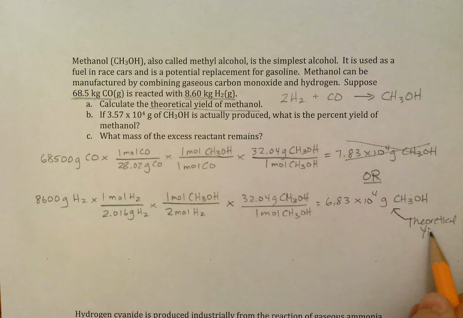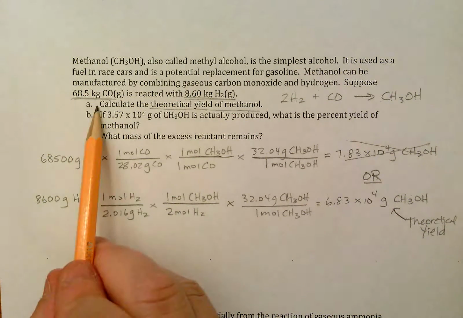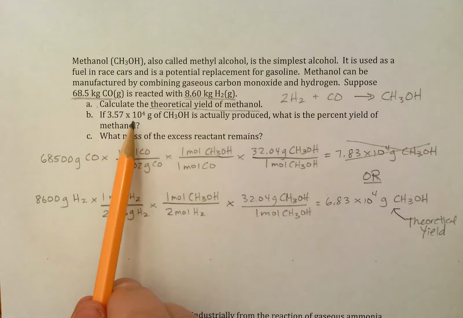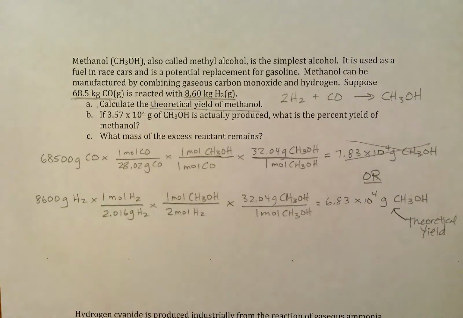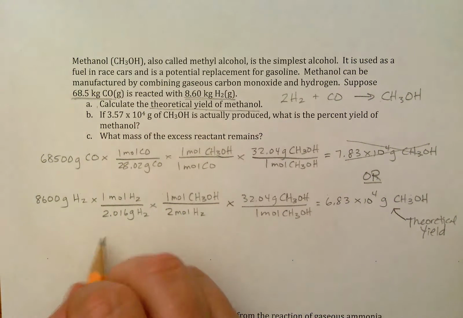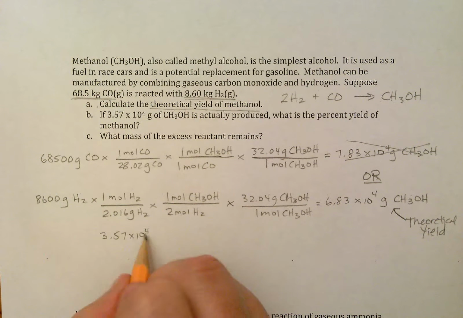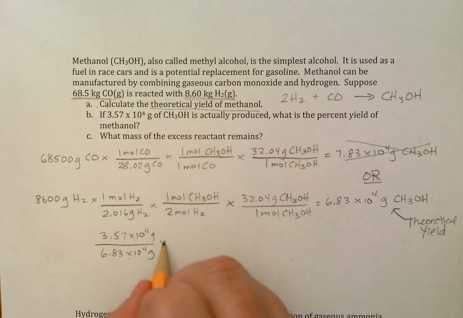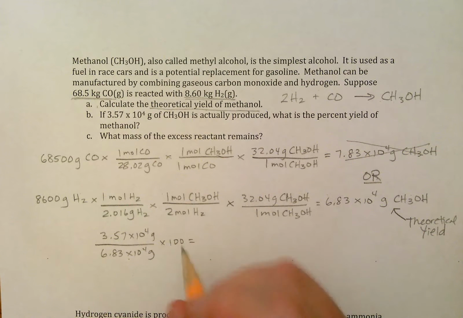Now, part B says if 3.57 times 10 to the 4th grams of methanol is actually produced, then what is the percent yield of methanol? So that's easy enough. We take our experimental or our actual yield. So we take 3.57 times 10 to the 4th grams over our theoretical yield, which is 6.83 times 10 to the 4th grams. We multiply by 100 to get our percent, and we end up with 52.2% yield. Okay, so now we've answered part B.